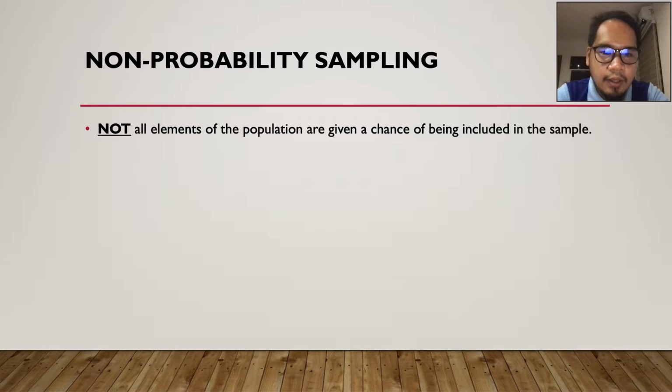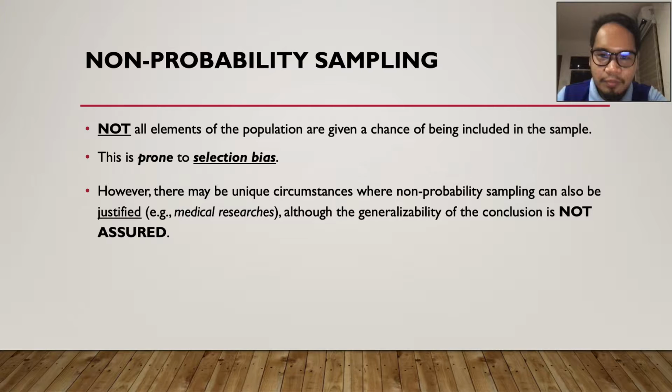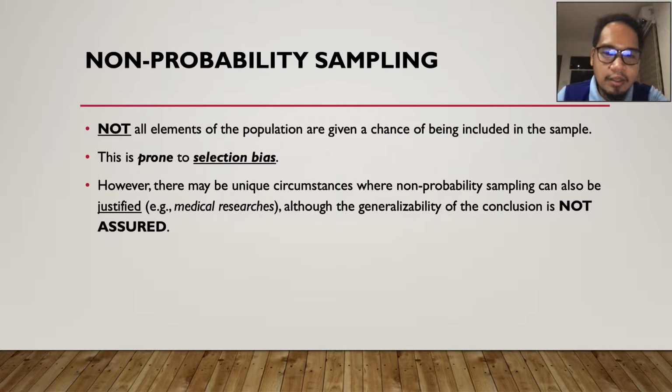So this type of sampling is one wherein not all elements, not all subjects, not all participants of your population are given a chance to be part of your sample. So it's somehow subjective, in short. This is prone to selection bias because of just the reasons we have just said. However, there may be some unique circumstances where non-probability sampling can also be justified.